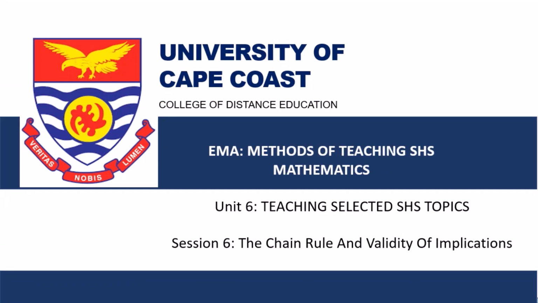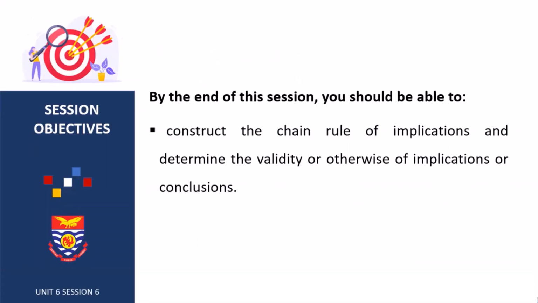We are looking at the last section of Unit 6 that talks about chain rule and validity of implications. By the end of this section, you should be able to construct chain rule of implication and determine the validity or otherwise of implications or conclusions.